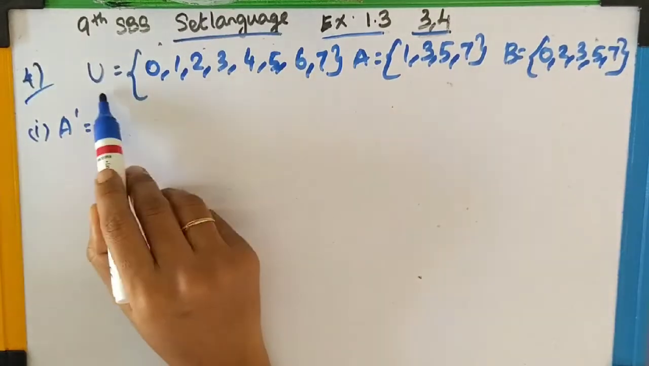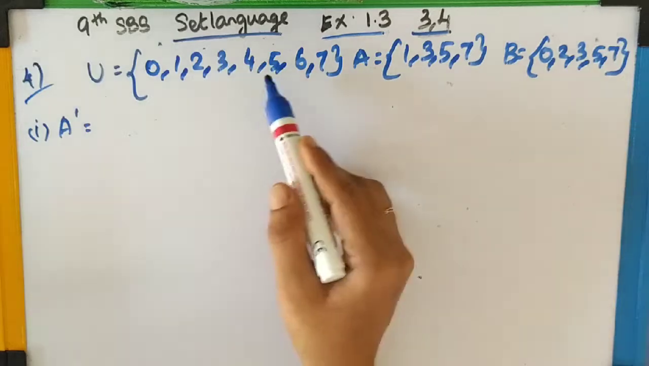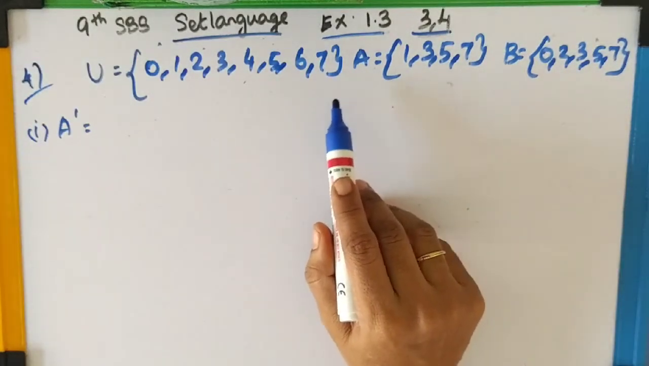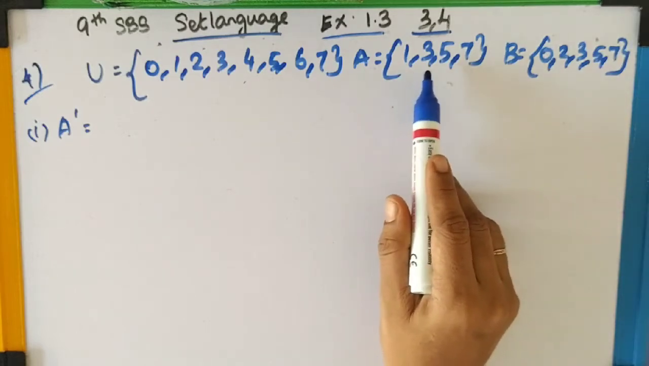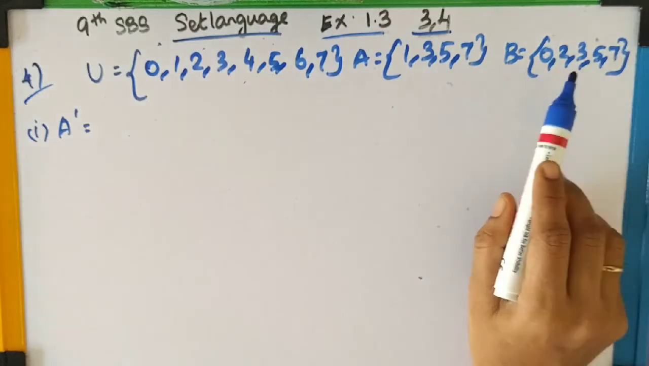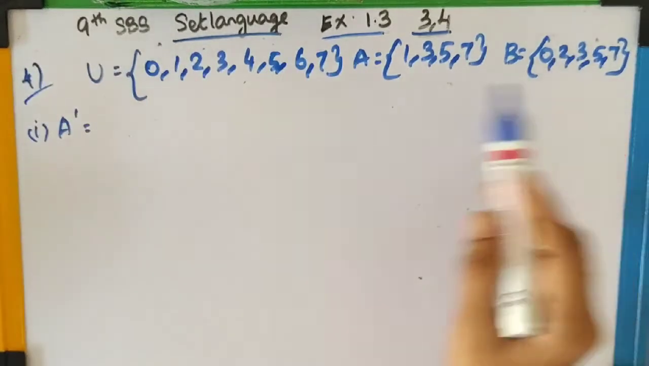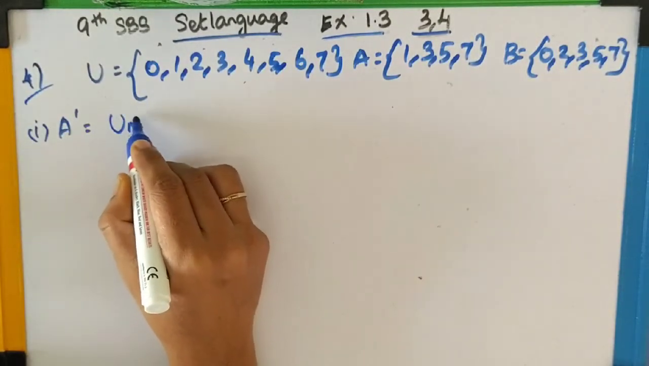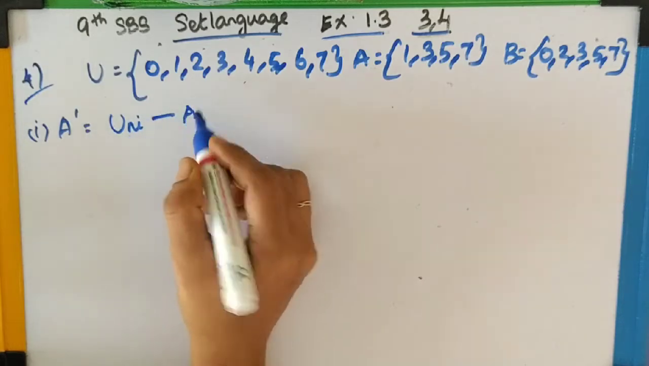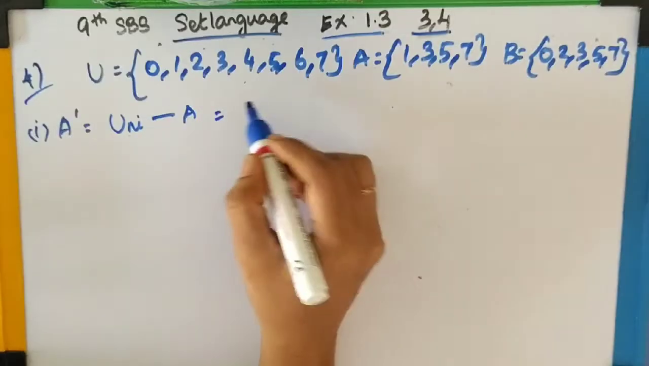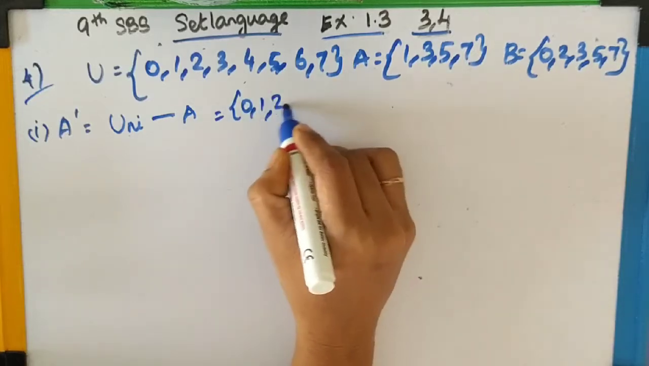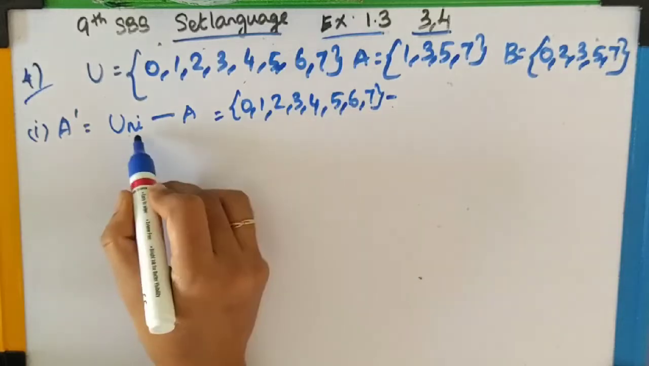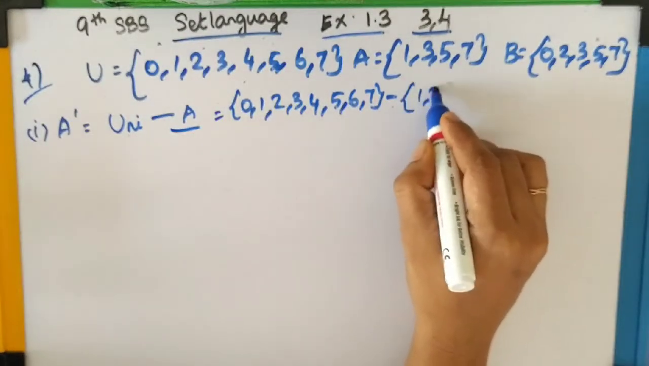Clear? Okay. Now, let's go to the fourth question. Here, the universal set is given: 0, 1, 2, 3, 4, 5, 6, 7. What is A? 1, 3, 5, 7. What is B? 0, 2, 3, 5, 7. Now, we have to find A dash. What is A dash? Except A. That is universal set difference A. What is the universal set? 0, 1, 2, 3, 4, 5, 6, 7. Difference, what is A? 1, 3, 5, 7.